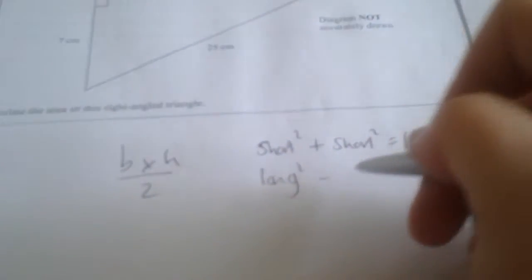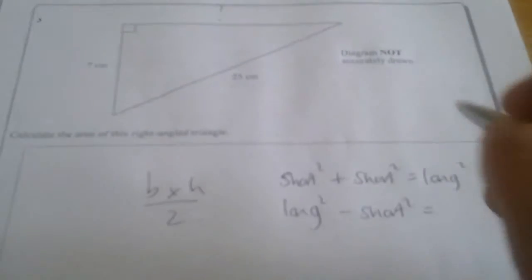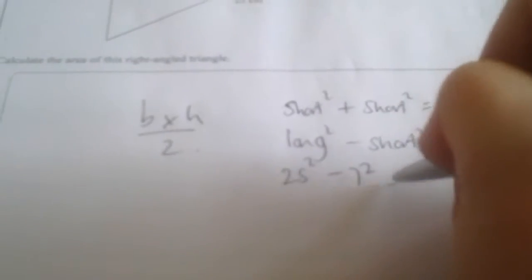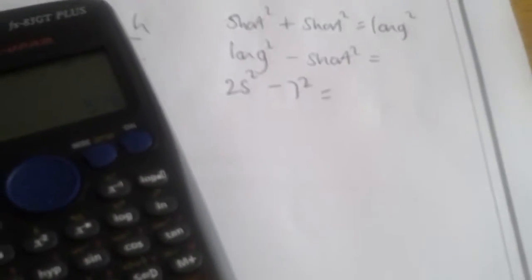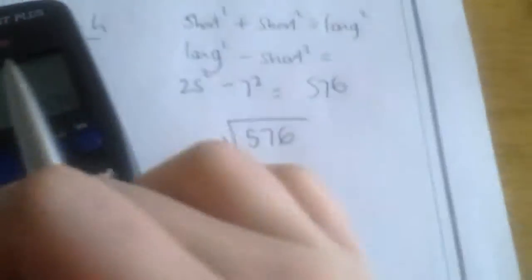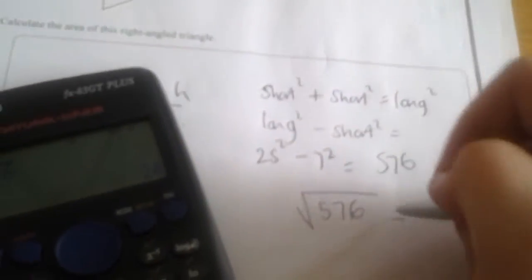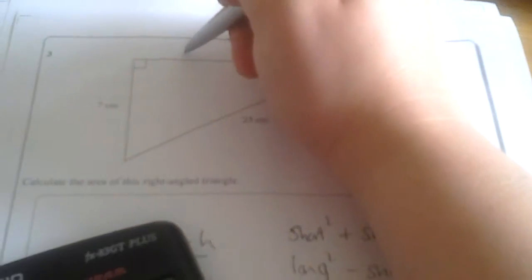Because I'm looking for a short side instead, I'm going to take away: long side squared, take away short side squared. So 25 squared, take away 7 squared equals 576. But that's the long side squared. You have to finish off by square rooting. Square, square, add or subtract, square root. And I get 24. So that means the height is 24.